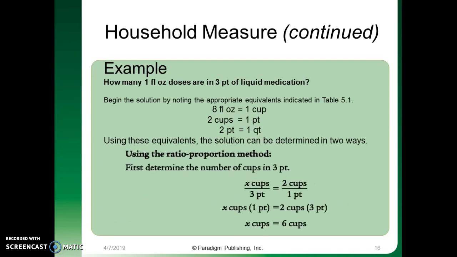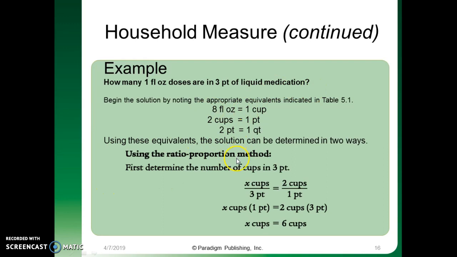How many 1 fluid ounce doses are in 3 pints of liquid? So now we have to convert 3 different sections. And as you see, whenever you convert 2 or 3 different things, for me, it would be best to use dimensional analysis instead of having to do 3 different ratios and proportions in order to get your answer.